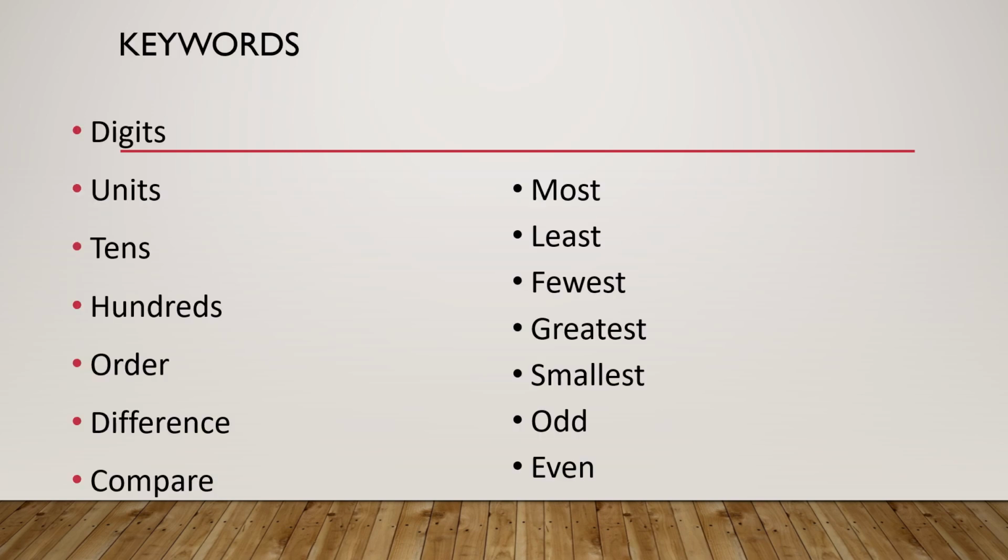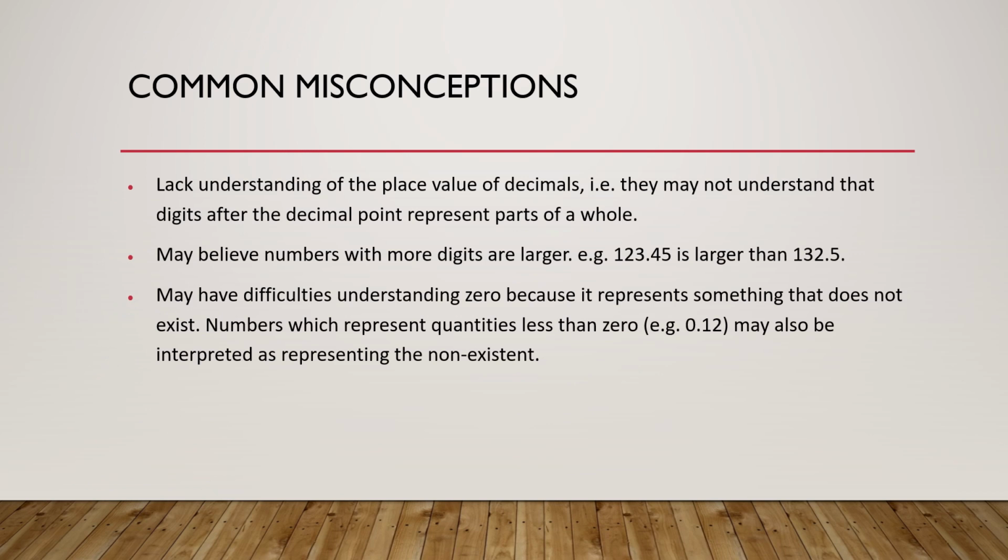The keywords to do with decimals are digits, units, tens, hundreds, order, difference, compare, most, least, fewest, greatest, smallest, odd and even. So check out my other videos, and these words are covered both in this video and in others. The most common places where people lose marks in this particular topic is not understanding the place value of decimals, so not understanding exactly what those digits represent. So check out my video on decimals for some more information on this.